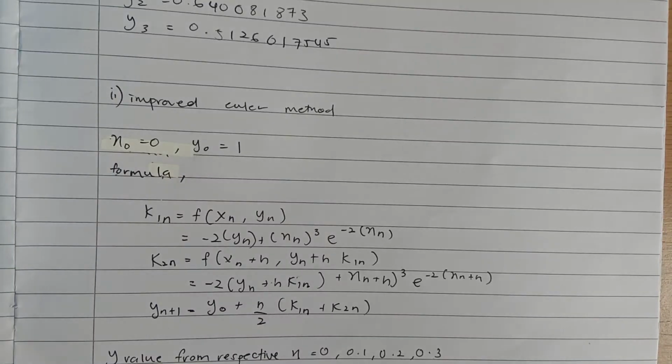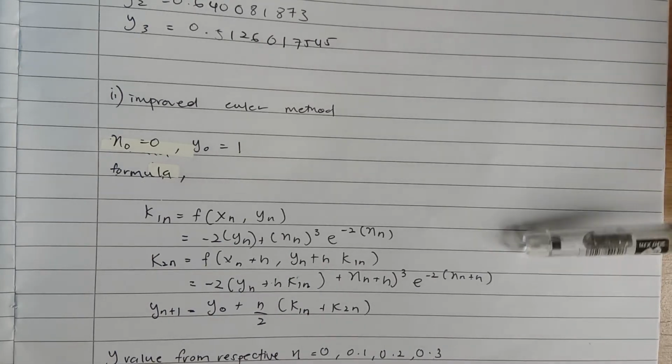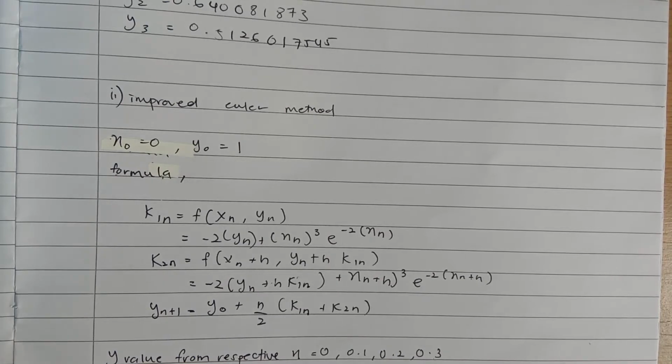Now moving on to the improved Euler method. The improved Euler method is not the most accurate method, but it is more accurate than the Euler method. The Runge-Kutta method is more accurate than the improved Euler method. The y value from the Runge-Kutta method is almost exactly the same as the exact value that we get from the analytic method.